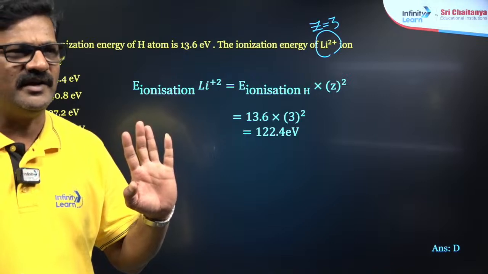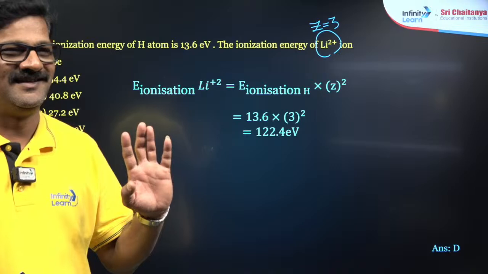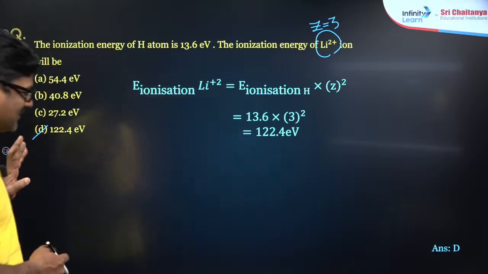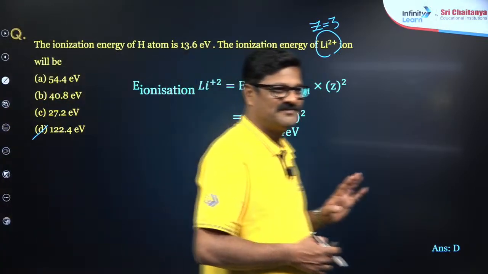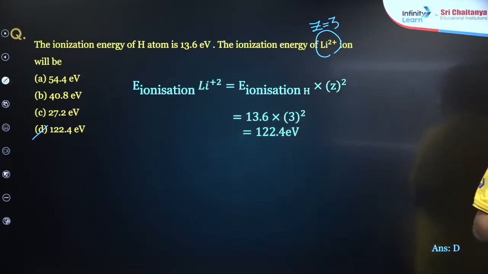Molecular weight of ATP. Why? Adenosine triphosphate. It is 122.4 electron volts.